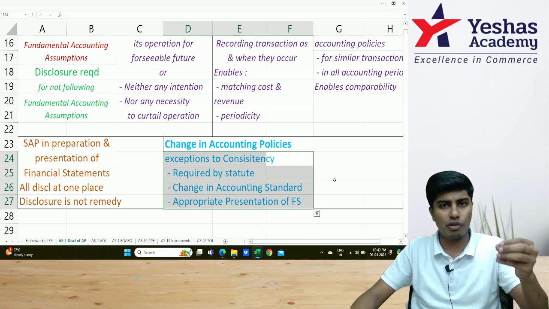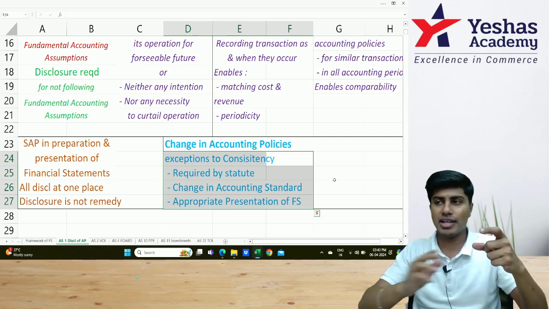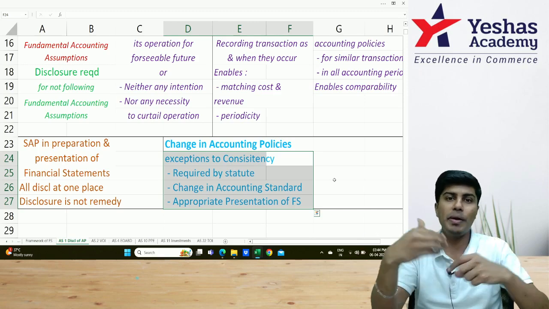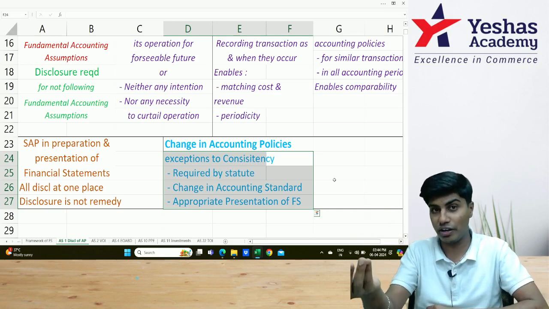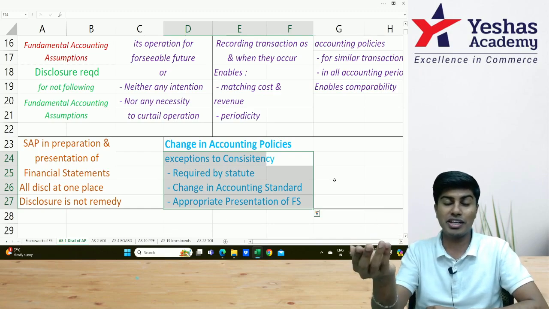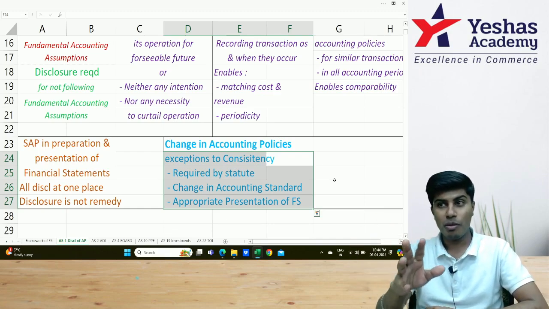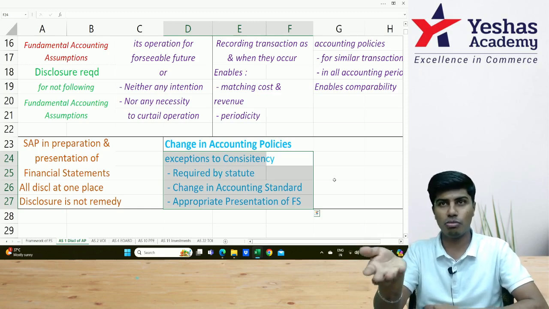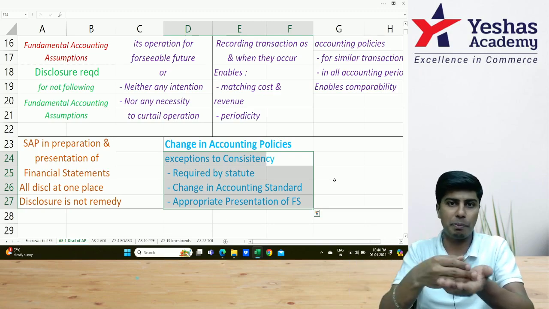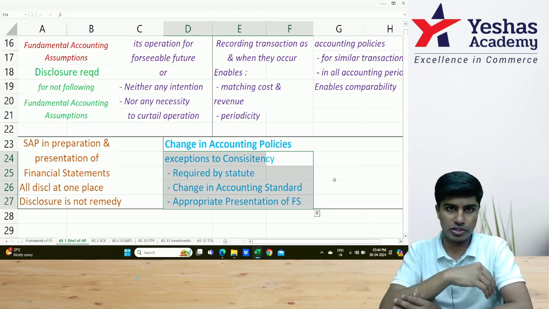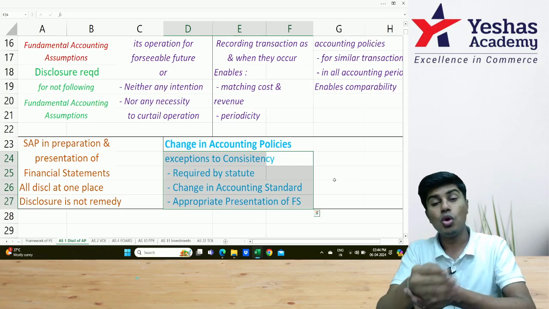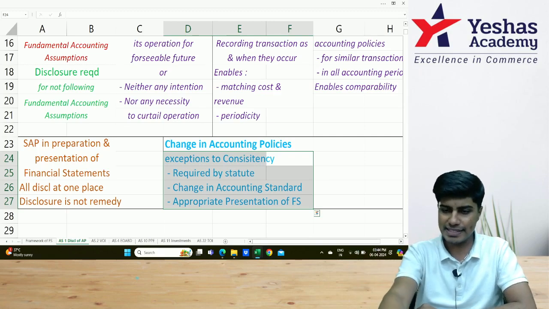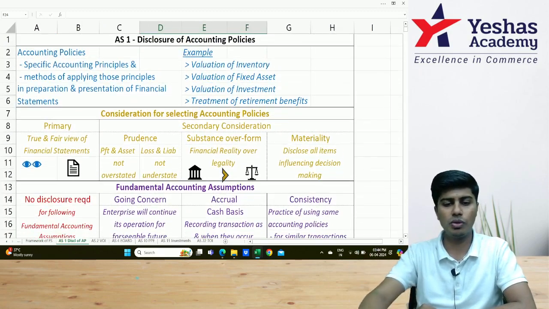Maybe you followed an accounting policy which is correct, but there is another accounting policy what is best suited for your organization. It will show better financial results, better presentation of financial statements. When I say better presentation, I am not meaning to say higher profit. More appropriate, more reliable financial statements can be prepared with such change in accounting policy. In such cases, you should change your accounting policy and adopt the new one. And this is the quick revision on accounting standard 1.